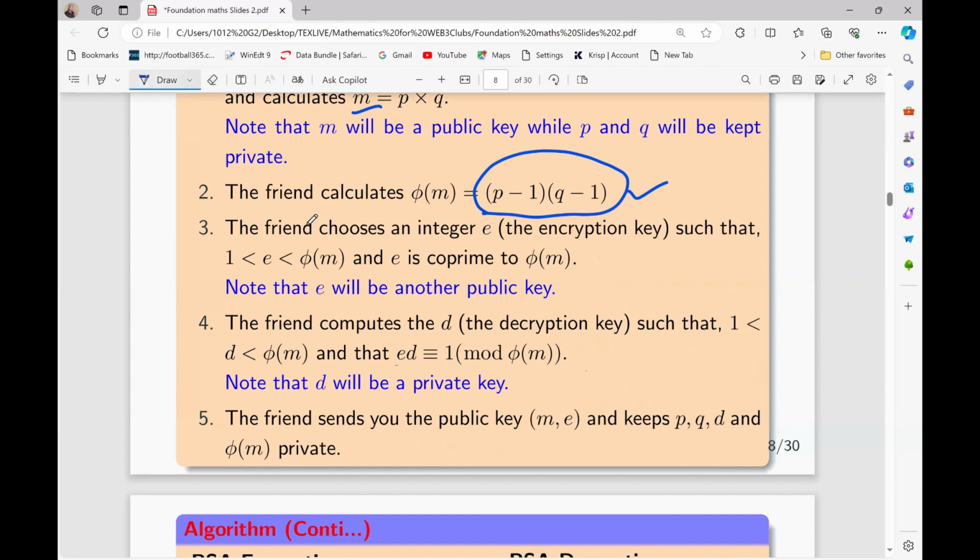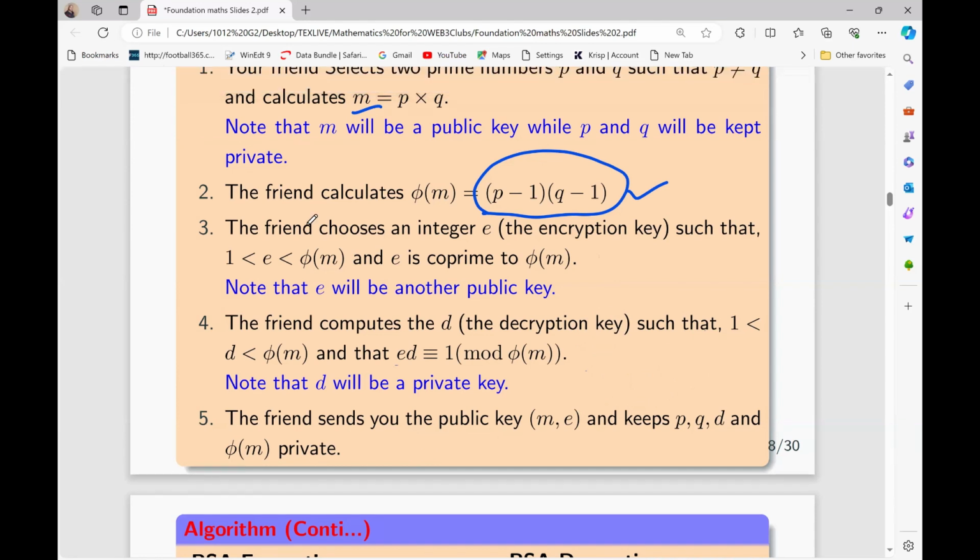You want to send him a message. Let me say your message is X. Take this X and raise it to E. This is the message you send to your friend. This is the ciphertext. X here is the plain text. So the ciphertext now is Y, which you get by X raised to E.